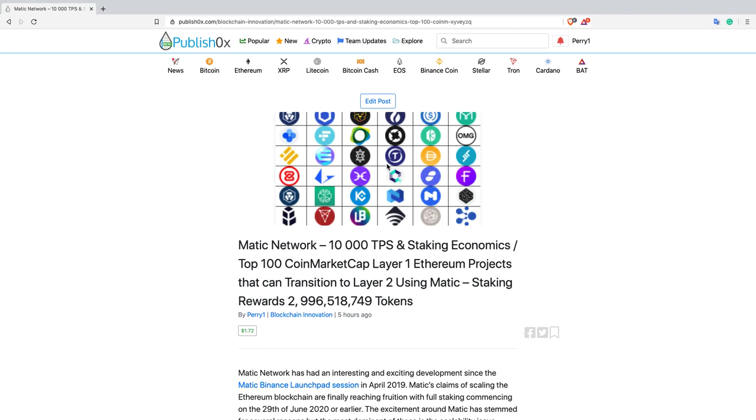Today is the 16th of July, and I'd like to review an article which was written earlier today regarding the Matic Network. It is titled The Matic Network, 10,000 TPS and Staking Economics, Top 100 Coin Market Cap Layer 1 Ethereum Projects That Can Transition to Layer 2 Using Matic. Staking rewards 2.9 billion, nearly 3 billion tokens staking rewards. This is an interesting article.